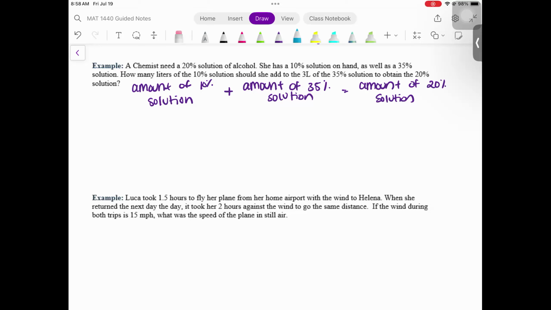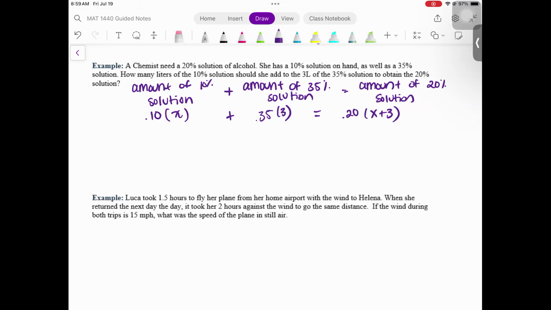What we don't know is how much of the 10% solution we have. So we're going to call this X, but the amount of solution needs to be multiplied by the strength of that solution. So we're going to do 0.10 times X plus, we know the amount of that 35% solution is 3. Again, we're going to multiply that by its strength, so 0.35 equals the amount of the 20% solution. The amount is going to be X plus 3 because we have X liters of the 10% solution, 3 liters of the 35% solution, and the strength of this is 0.20.